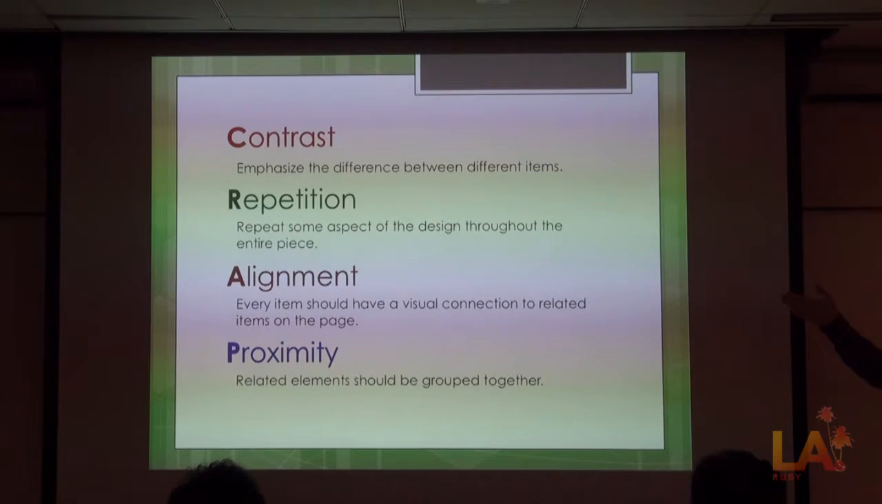CRAP. Contrast. Emphasize the difference between different items. If something has a different meaning or is in different categories, visually distinguish those. Repetition. If they're similar, visually make them similar. Alignment. Again, everything should be aligned logically with something else on the page. And then last of all, proximity.